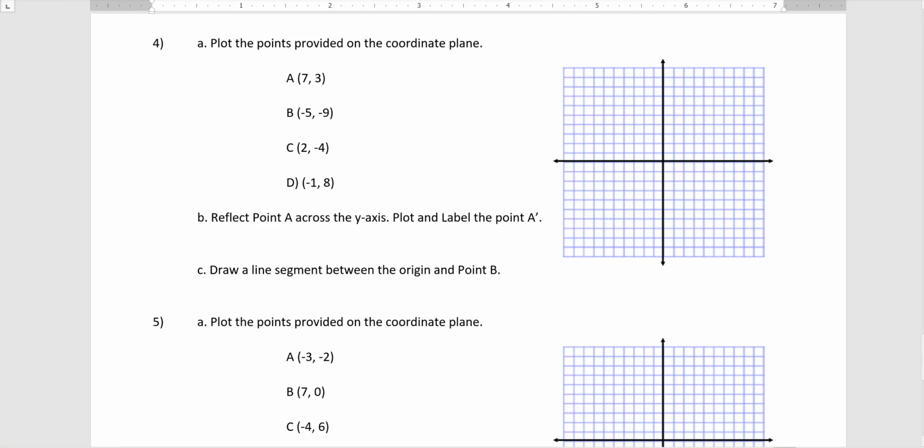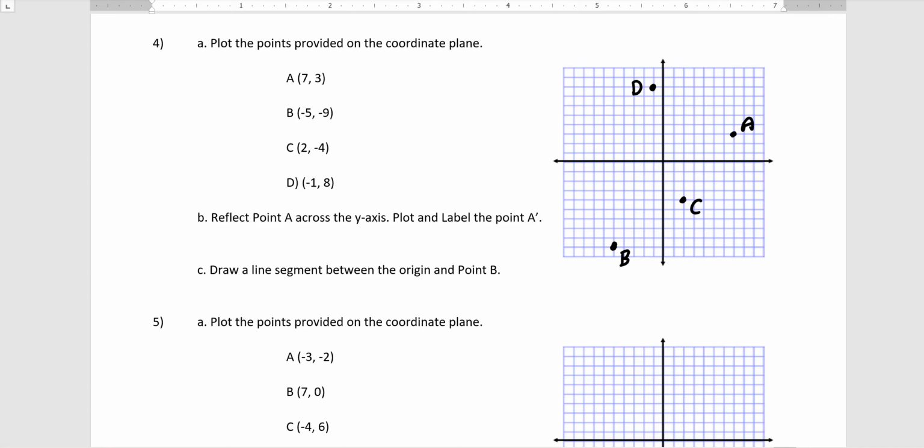All right, let's check how we did. So point A is 7, 3, so that would be right 7, up 3, puts me right there. Point B is negative 5, negative 9, so that'd be left 5 and then down 9. That'll be way down there. That's point B. C is 2, negative 4, so we'd go right 2 and then down 4. There is C. And D is negative 1, 8, and that'd put me up here. There's point D.